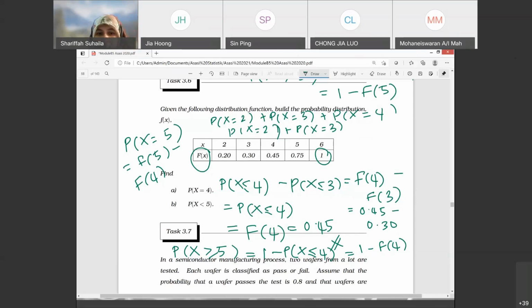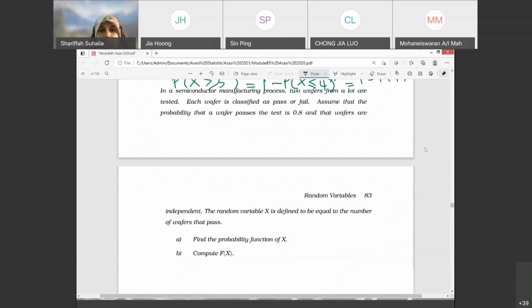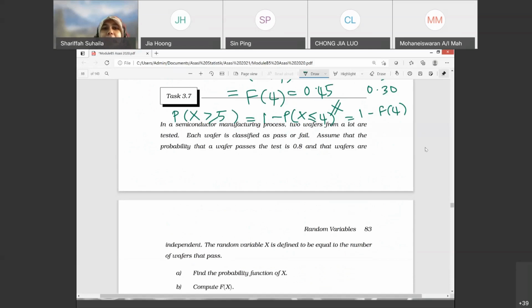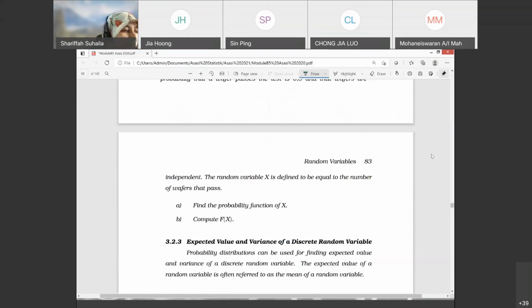Okay, kita tengok this one, task 3.7. In a semiconductor manufacturing process, 2 wafers from a lot are tested. Dia ambil 2 wafers. Each wafer is classified as pass or fail. Assume that the probability that a wafer passes the test is 0.8 and the wafers are independent. Sama juga soalan tadi tu. X is defined as the number of wafers that pass. Find the probability function of X and then compute capital Fx.